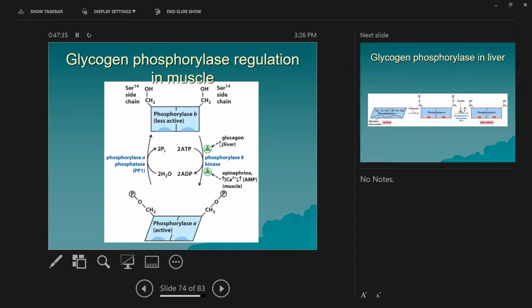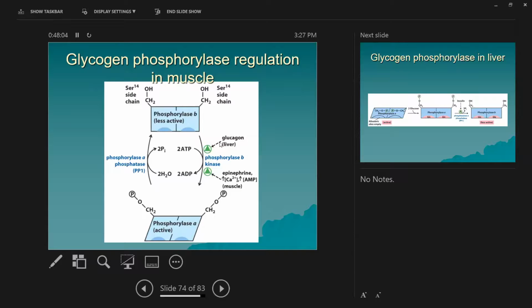That targets glycogen phosphorylase. This is now the active form of it. It degrades glycogen very quickly. Let me say that one more time, a little slower. The non-phosphorylated version of glycogen phosphorylase in liver is not active at all. In muscle, it's just a little bit active.